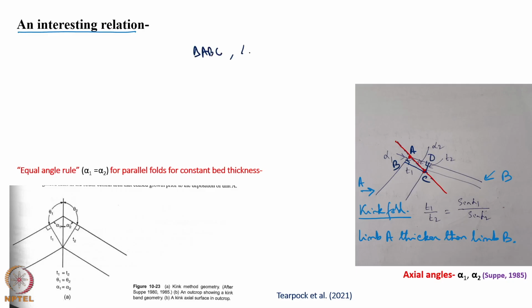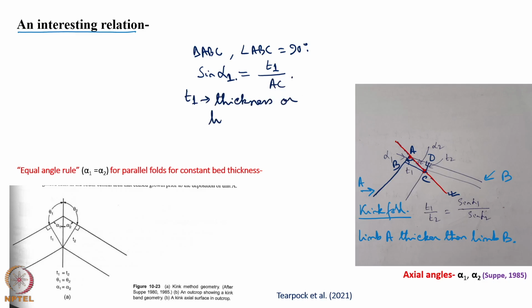ABC, where angle ABC is equal to 90 degrees, we can write sin alpha 1. What is alpha 1? Alpha 1 is this angle, the angle between the axial trace and this limb. Sin of that is equal to T1 divided by AC length. Here T1 is the thickness of the limb, or true thickness, or the orthogonal thickness. This is T1 and that is constant.